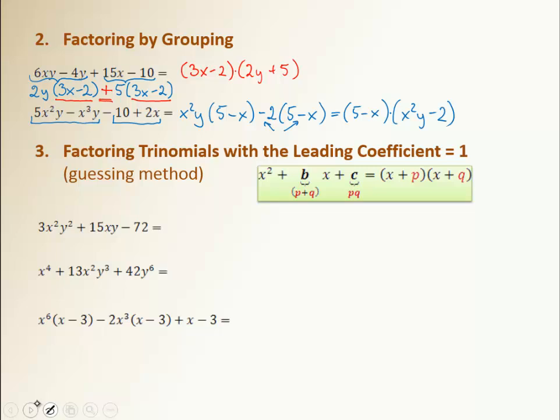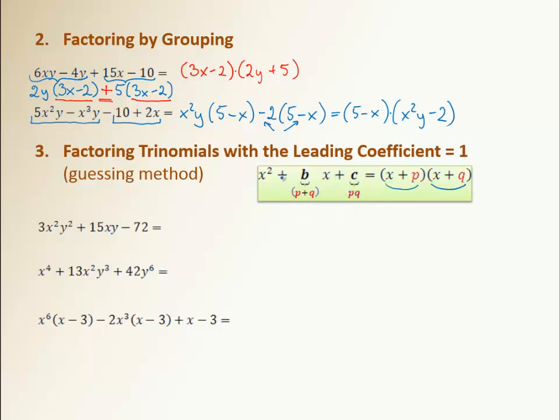The next strategy is factoring trinomials with leading coefficient 1 by guessing method. Let's recall the facts. How do we multiply linear binomials like this, x plus certain number p and x plus certain number q, in order to obtain quadratic trinomial with coefficients 1, b, and c. Obviously, when you multiply, your c term must come from the product of the two numbers, and your b term must come from the sum of the two numbers that you use. So that's the rule to keep in mind.